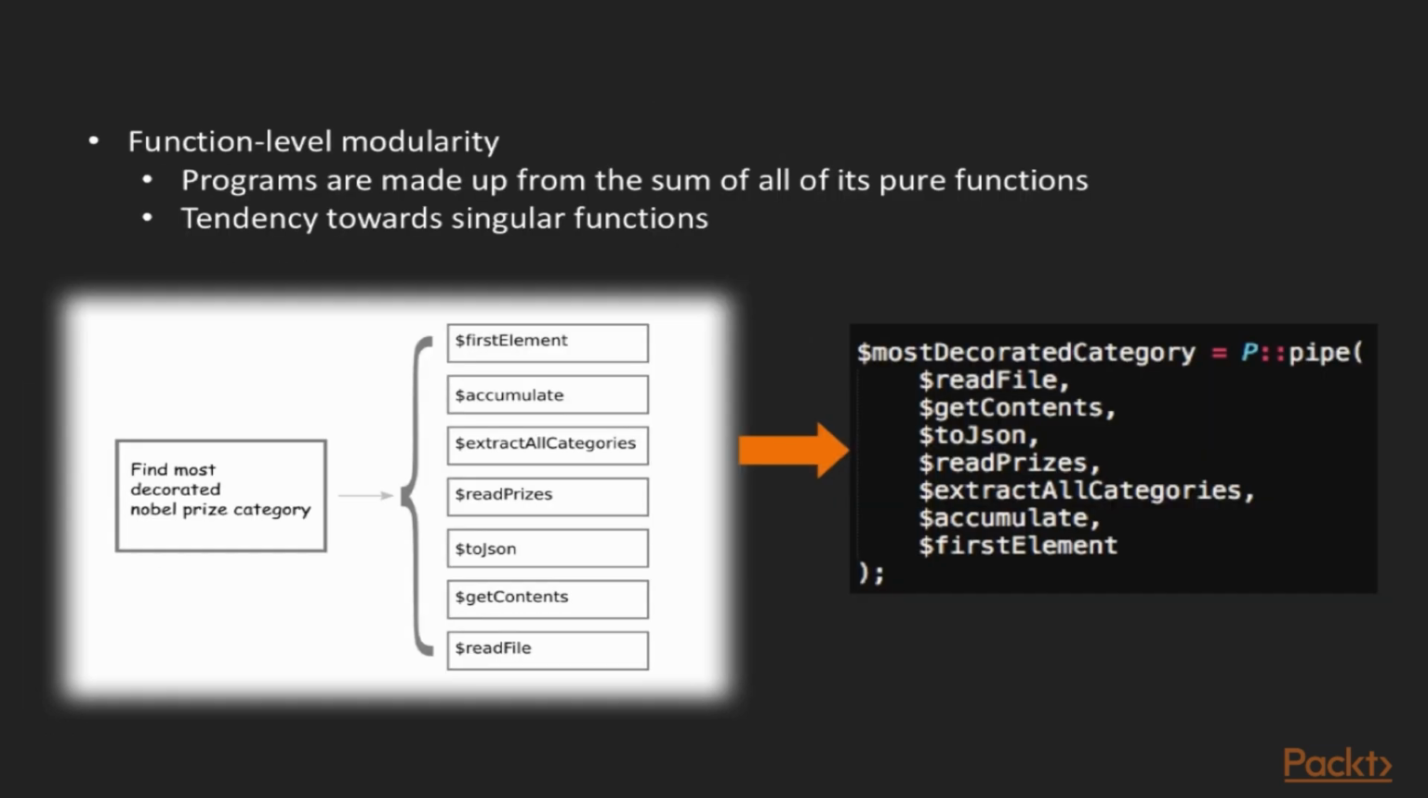And so now when we begin to extend all of these concepts into function level modularity and learn that programs are made up of the sum of their parts, then we can translate the theory into a concrete example where we take a function that reads the files for all the Nobel Prizes that are being awarded, and it finds the most decorated Nobel Prize category.